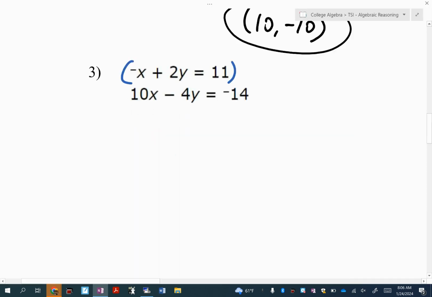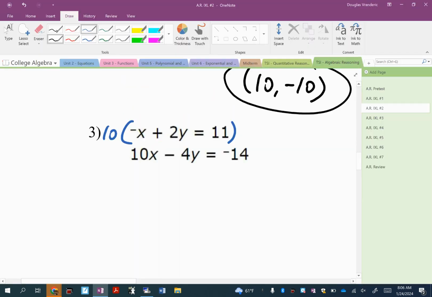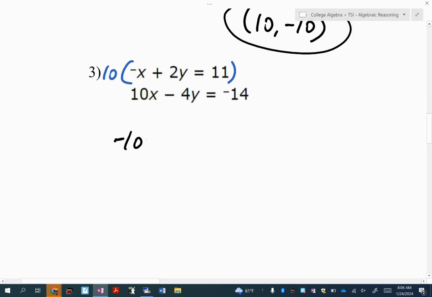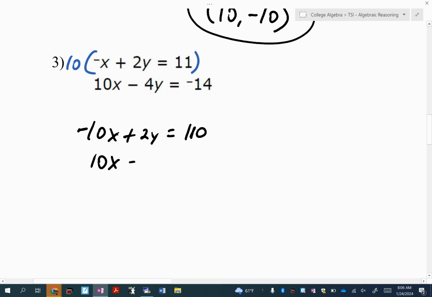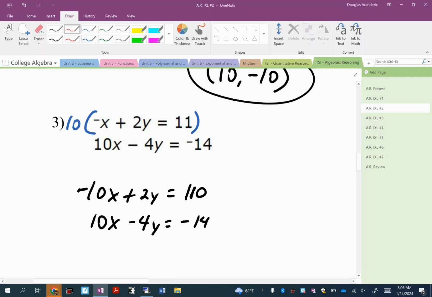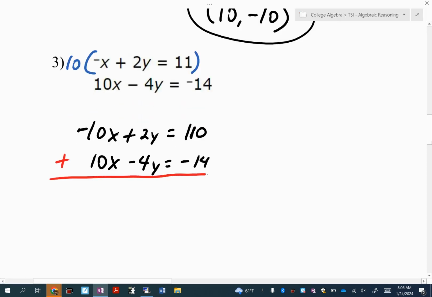All right, so let's do the 10. So that's going to be negative 10x plus 2y equals 110. Copy down the original second one. What happened? Yeah, so that's the common mistake, you've got to multiply all 3 of them. We're going to choose addition because the signs are the opposite. So my x is eliminated.